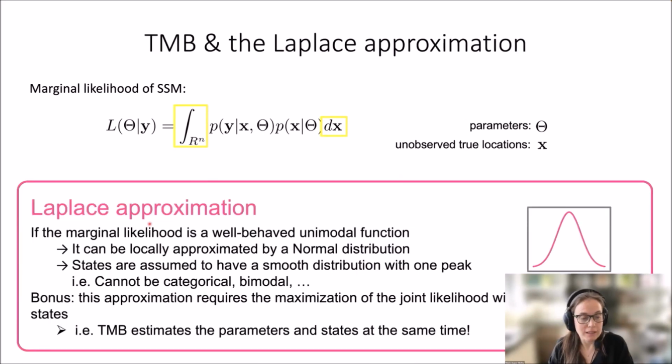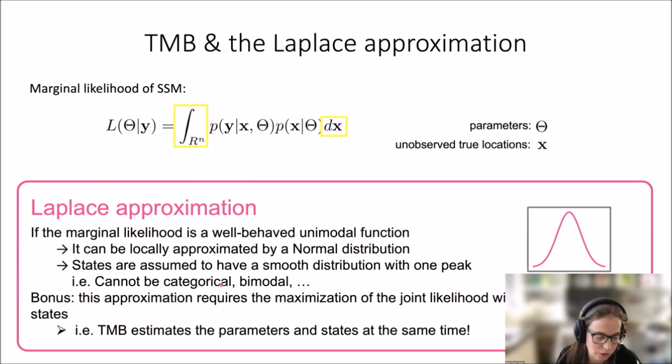So okay, what is this Laplace approximation? I won't go too much into the detail, but the idea is that if the marginal likelihood is a well-behaved unimodal function, it can be locally approximated with a normal distribution. That means the states are assumed to have this smooth distribution with one peak. It doesn't need to be exactly normal, it just needs to be close to normal at the maximum. But it does mean that we can't have categorical states or bimodal states, right? So that's the limitation of using the Laplace approximation in TMB.